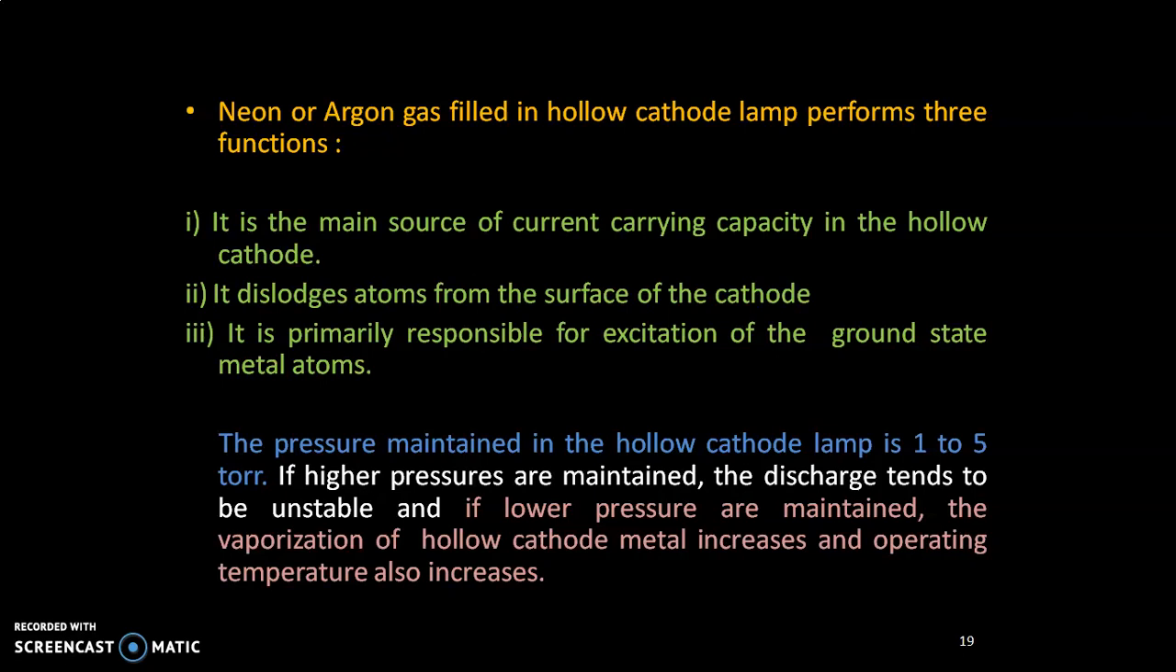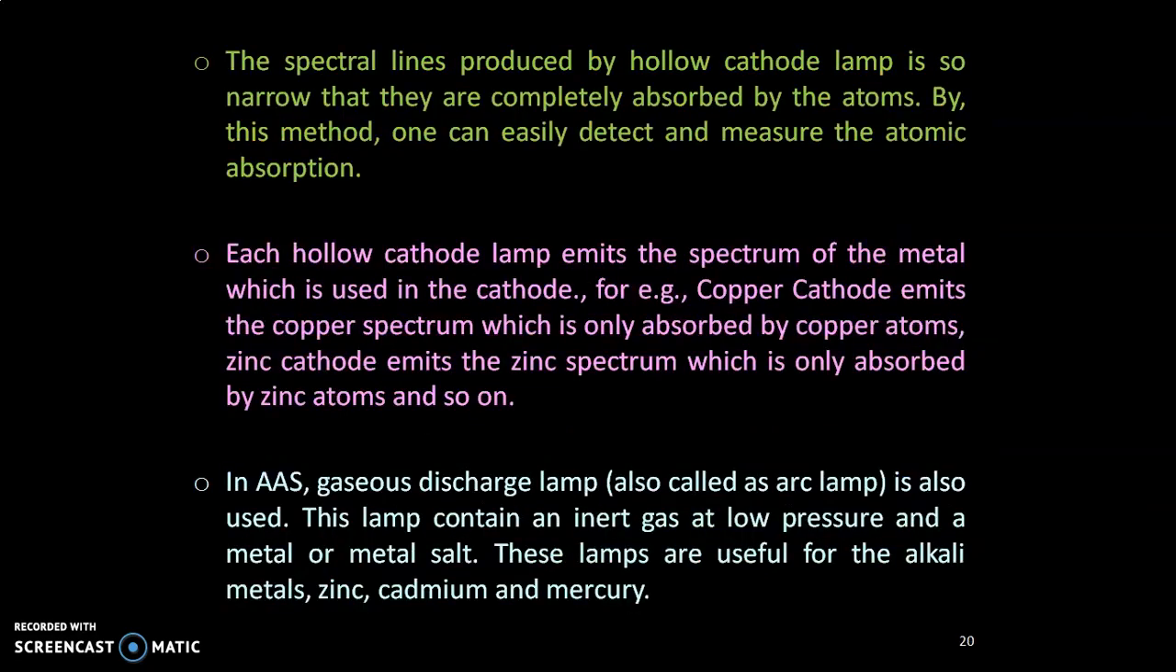The pressure maintained in the hollow cathode lamp is between 1 to 5 torr. If higher pressure is maintained, the discharge tends to be unstable, and if lower pressure is maintained, then vaporization of the hollow cathode metal increases and operation temperature increases. That's why we have to maintain 1 to 5 torr pressure.